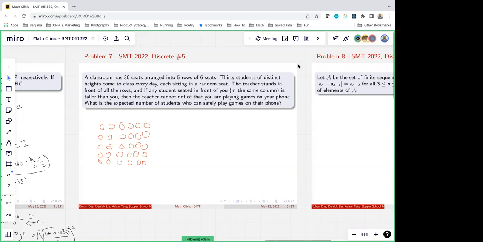The condition is that they can't notice that you're playing games if any student in front of you is taller. So let's say you're this one, then one of these two has to be taller than you, and then you can safely play games on your phone. So a general rule of thumb when we're dealing with expected value problems is that we're going to be using linearity of expectation. What I'm saying is, if you have 2 events, X and Y, then the expected value of their sum is the sum of their expected values in most cases.